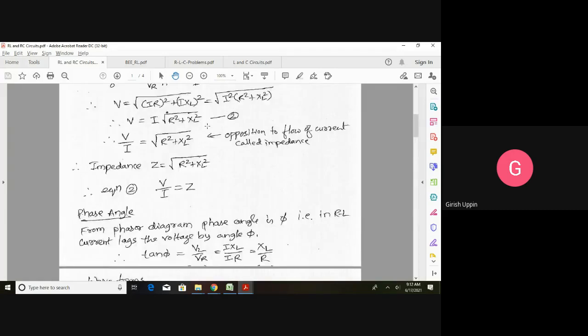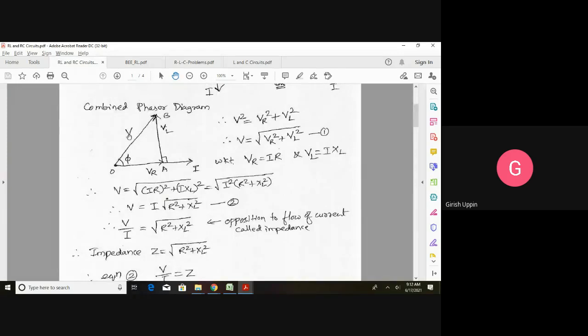Now, one thing we have found out is this is the applied voltage and this is the resulting current. Now, what is the angle between them? The applied voltage is V and the current is this I. Definitely, you can say the current is lagging the voltage, isn't it? We know that phasors rotate anti-clockwise, so the voltage is leading. In case of a RL circuit, the current is lagging the applied voltage by angle phi.